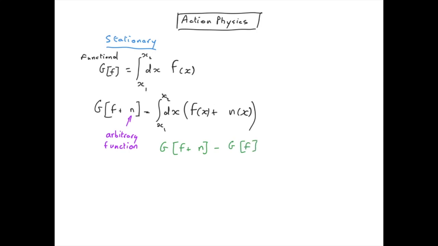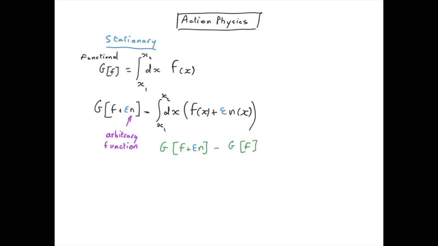So far I have said nothing about n. It could be any function you want. But in the same way that before we were considering small variation of x by adding a small epsilon to x, we will consider small variation of the function f. So for that we will multiply the function n by a small number epsilon.